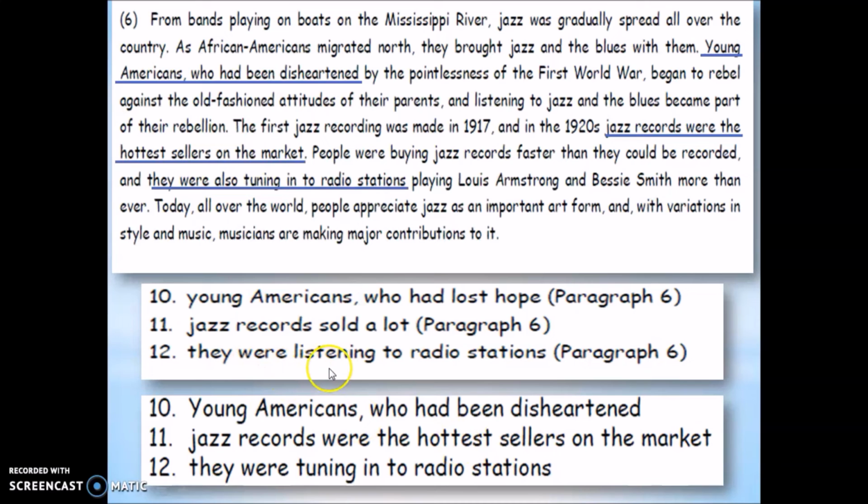And they were listening to the radio stations. Basically, you know that movement, tuning. You know, you're changing the channel, the radio stations. Tuning means listening to, or just turning up the volume and changing it to that station.